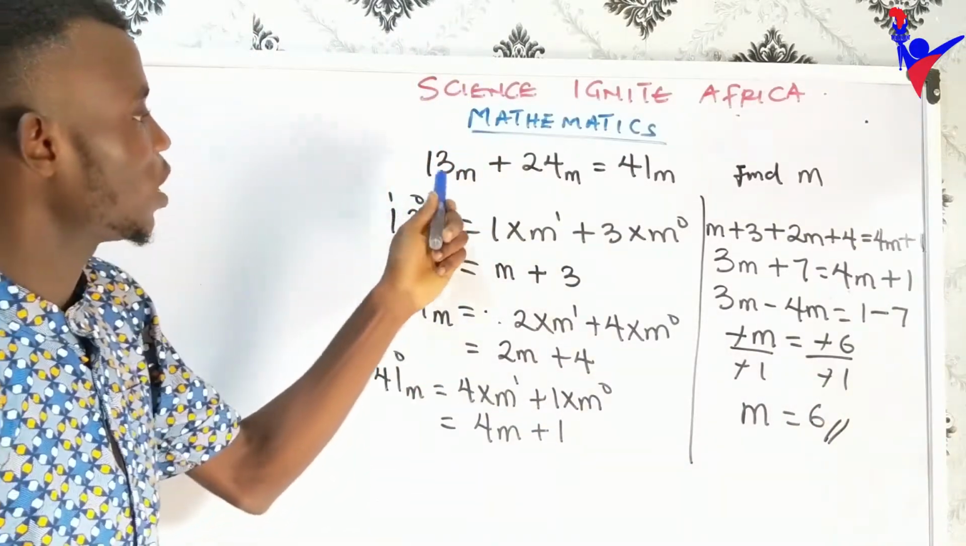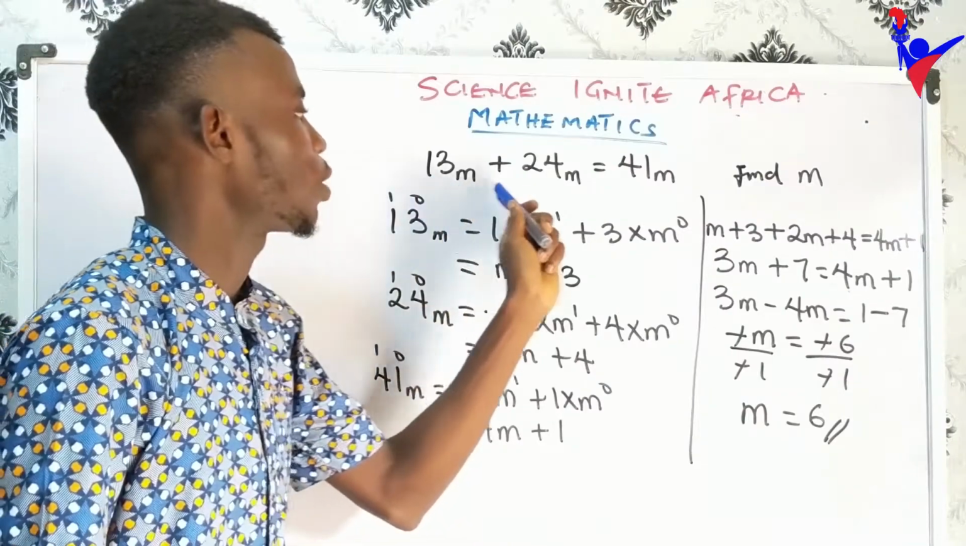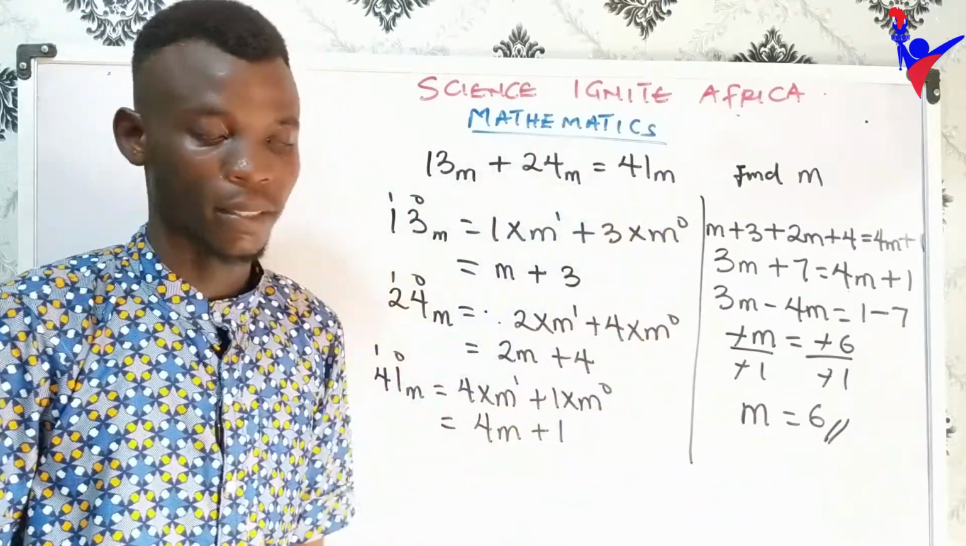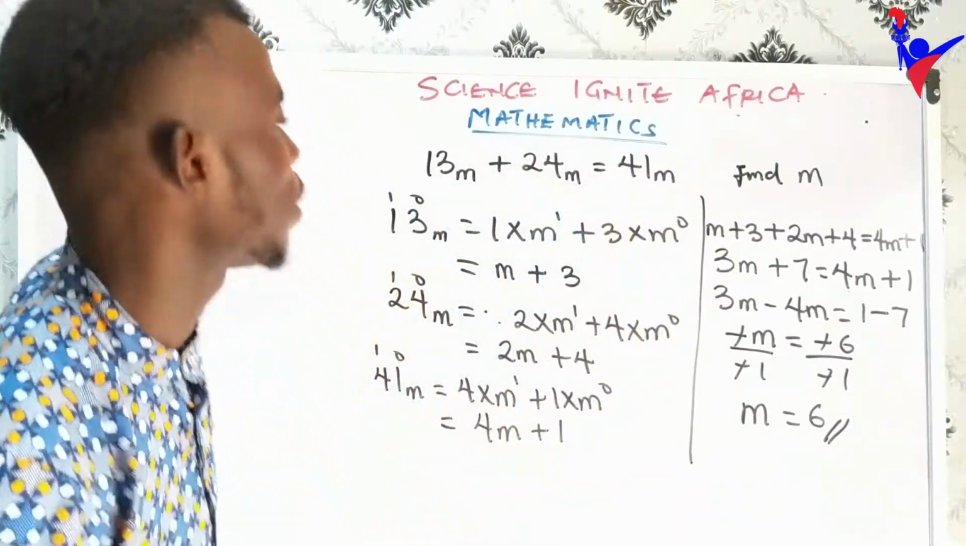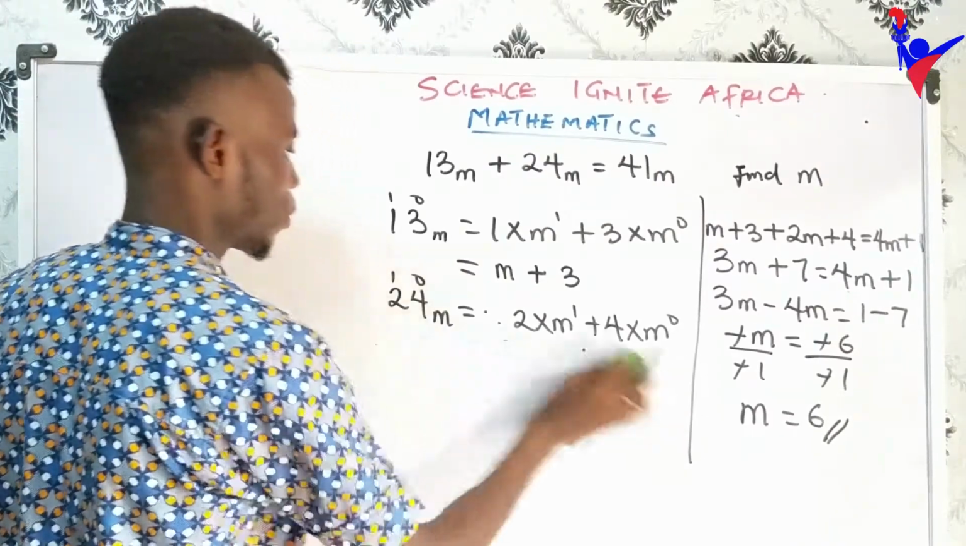So that means all the numbers in the question are in base 6. Alright, let's proceed to the next question.